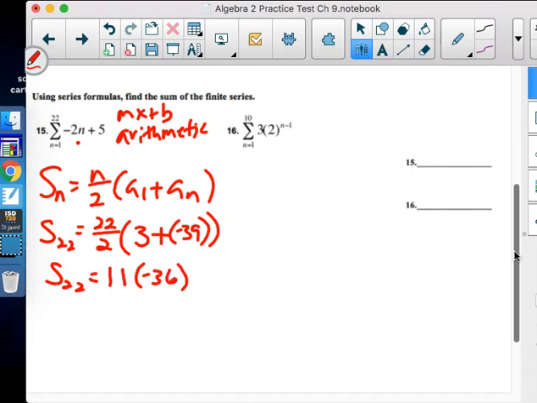Again, you wouldn't have to do any of that in your head if you didn't want to. You could just punch it all in. So we need 11 times negative 36. Ta-da! Negative 396.